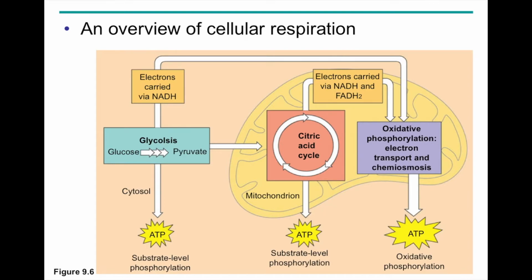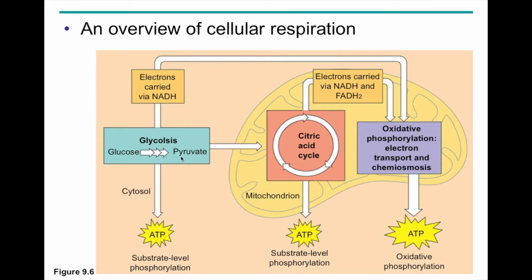So here we have an overview of cellular respiration. I'm going to give you a minute to copy this down because this is very important. Okay, so in our overview of cellular respiration, our first of three major steps is going to be glycolysis. And in glycolysis, we are taking a glucose molecule and we're splitting it into two pyruvate molecules. This is happening in the cytosol, which is outside of the mitochondria. And we are going to release some ATP, however, not a ton. Also through this, we are going to have electrons that are going to be carried through NADH all the way over into our third step, which is oxidative phosphorylation.